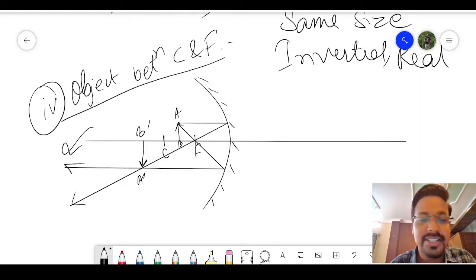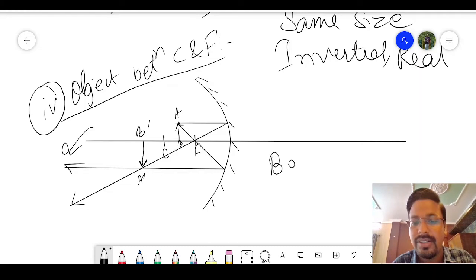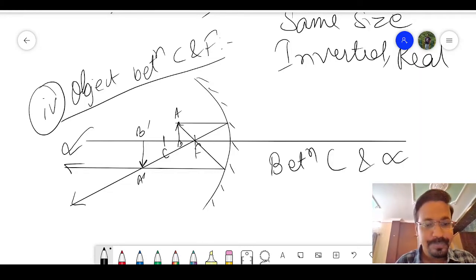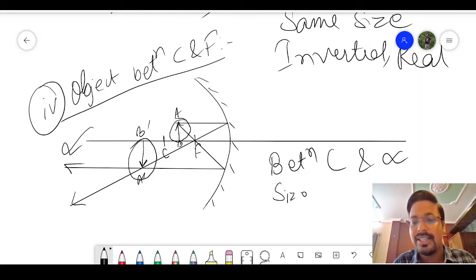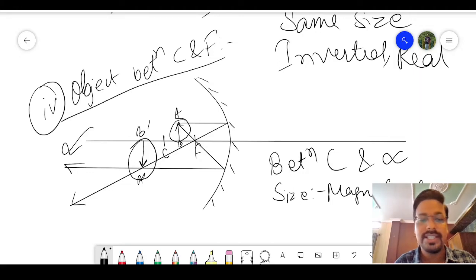So what are the nature? First, the image is between center and infinity. The size has been magnified. See, the object is smaller and the image is bigger now. So size is magnified. And what is the nature? It is inverted and real.